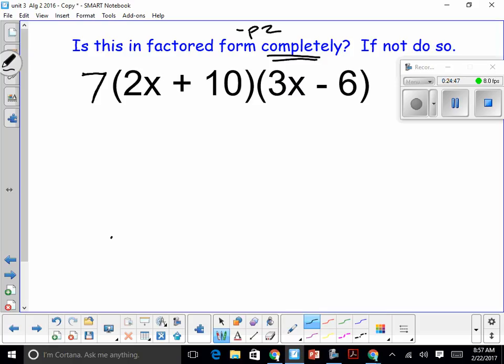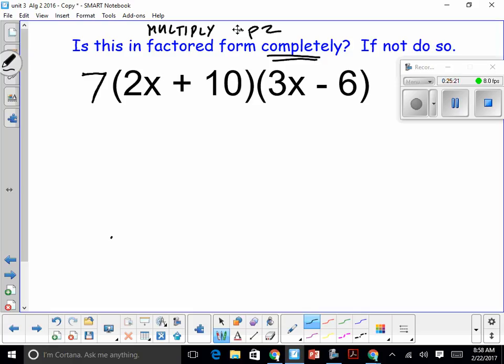Any other way you can say that it's factored? What word should we think of when we hear the word factor? Multiplication. Please put multiply up here. The way I can tell that this thing is factored, I have 7 times 2x plus 10 times 3x minus 6. It's one long multiplication problem.